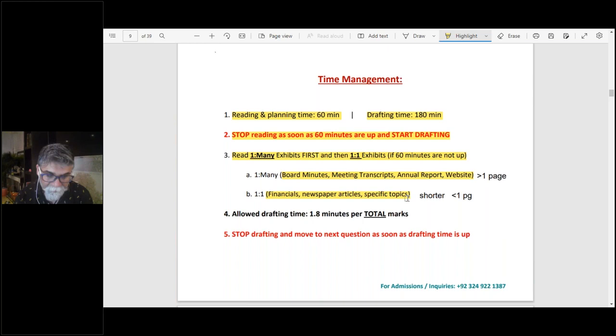So what I'm suggesting here is, in your first 60 minutes of reading time, you prioritize your exhibits. You first read the 1:many exhibits. Forget about 1:1. Once you have completed the reading of 1:many exhibits, you move towards your drafting, and all these 1:1 exhibits you can read when you are starting your drafting. You understand that?